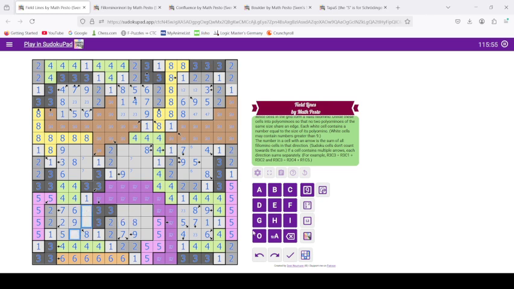4, 3, 1. This is not a 4. This is not a 1. Okay, this is 1, 2, or 3. Also 1, 2, or 3. 1, 2, or 3. It's not 1, it's not a 3, it's a 2. That's a 7, that's a 4. This is not a 2, this is 1, 3, or 6. Oh, 6 can't go there. Has to go there.